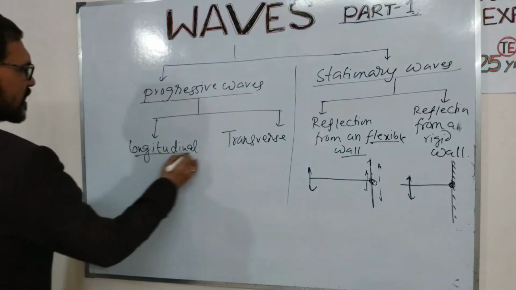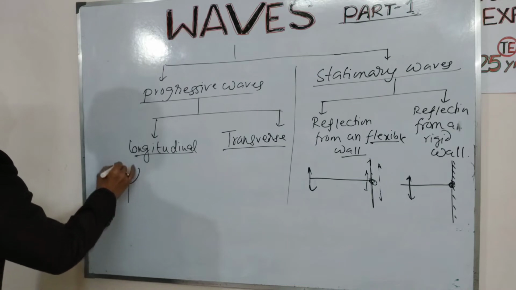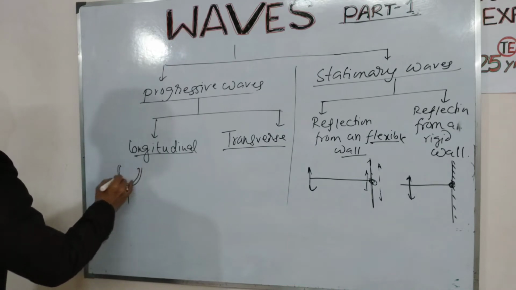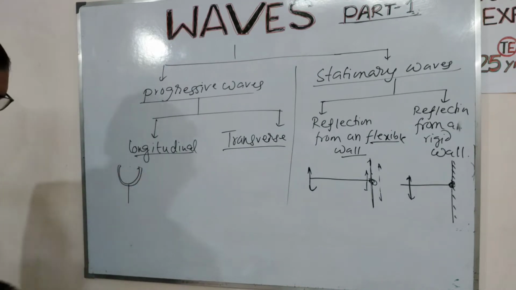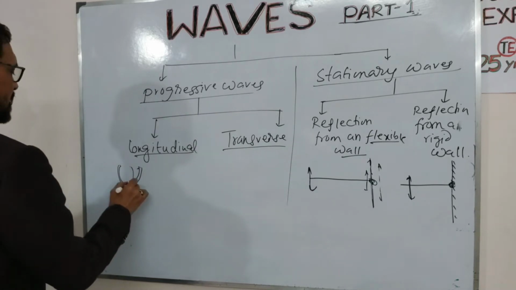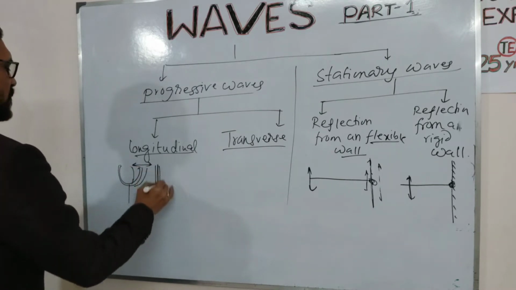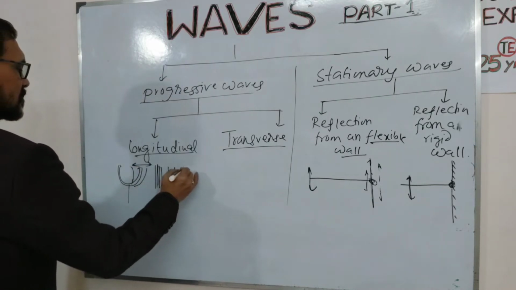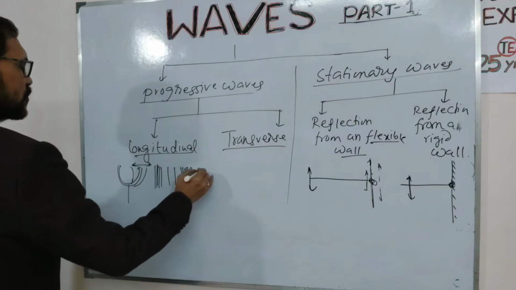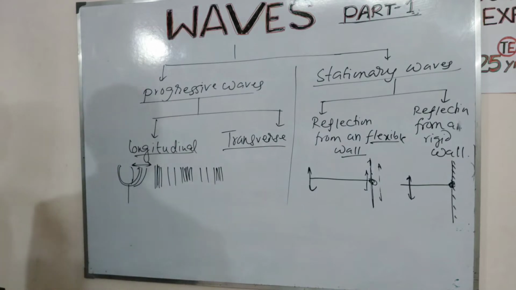Now what are longitudinal and transverse waves? Longitudinal waves: suppose this is a tuning fork. When we strike one arm, it will oscillate in this way, and here the waves move through compression and rarefaction.